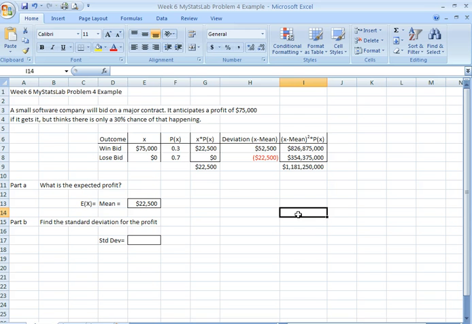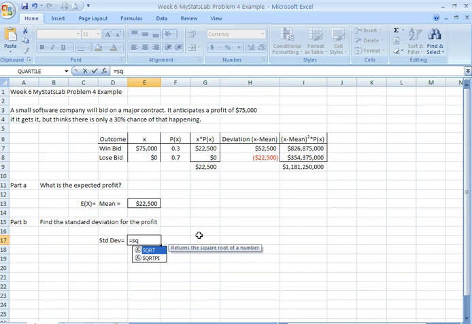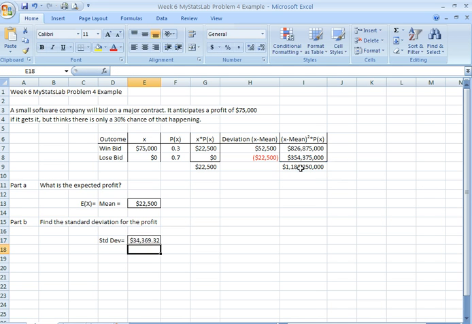Now we just said that the standard deviation is the square root of the variance. So we can go to our box here, equals, start typing in square root, SQ, double click there, it asks for our number which we just found, close our box and hit enter. And there's our standard deviation, $34,369. There you have it.